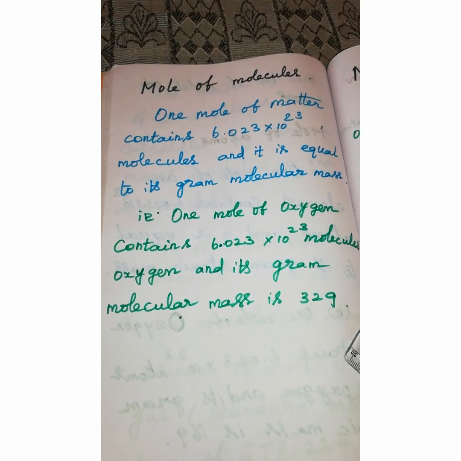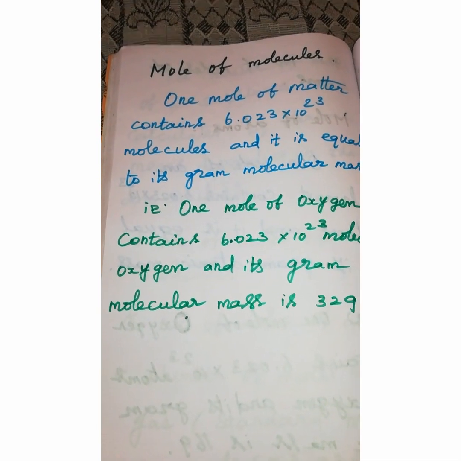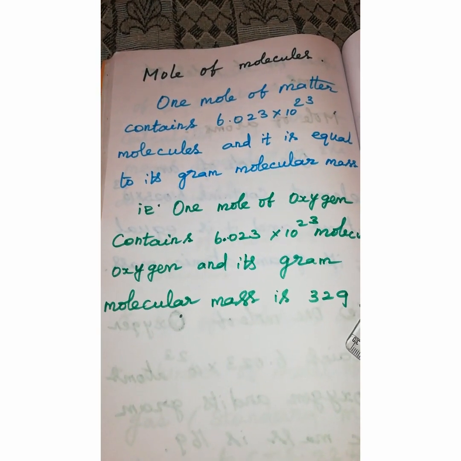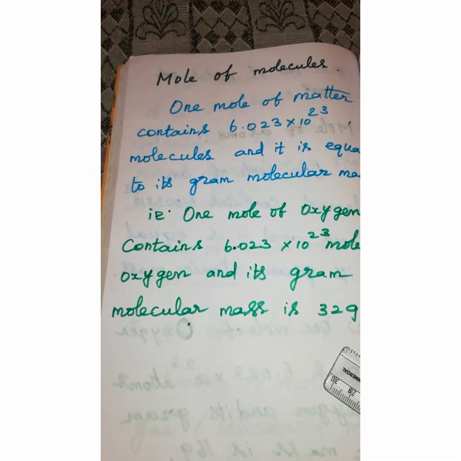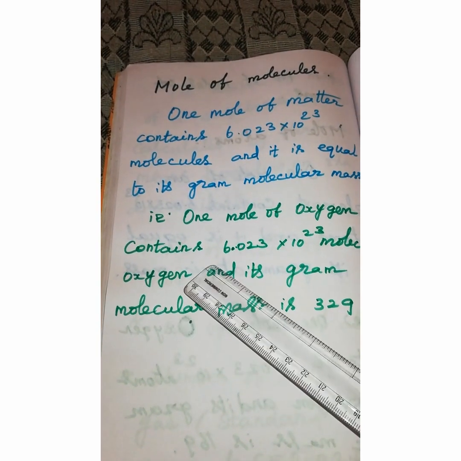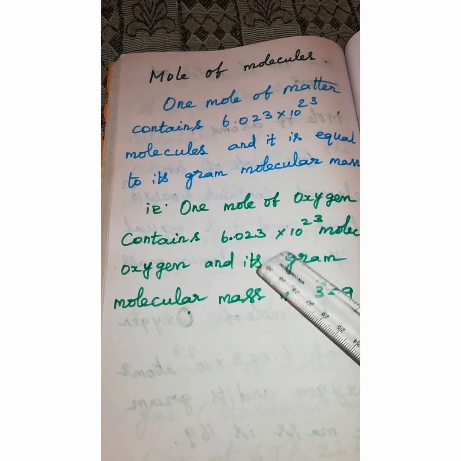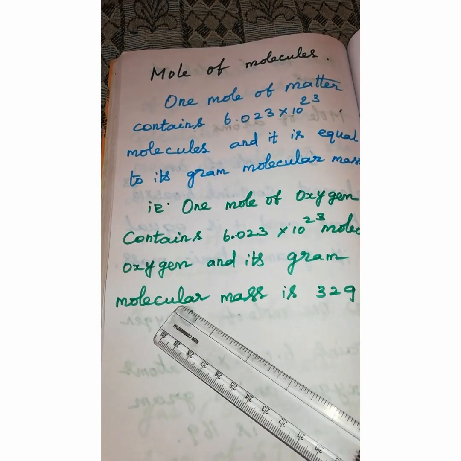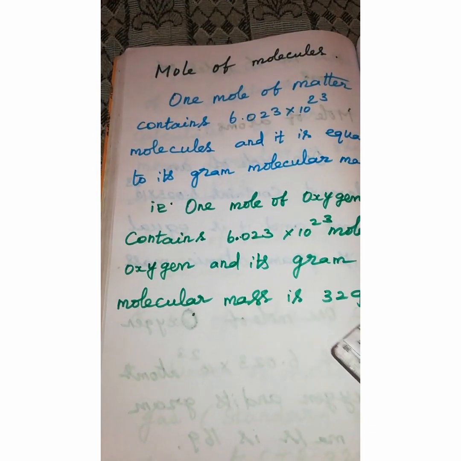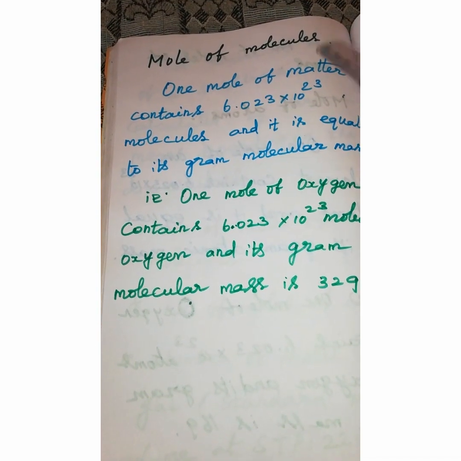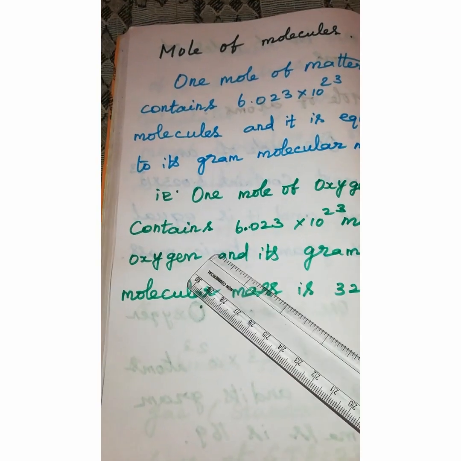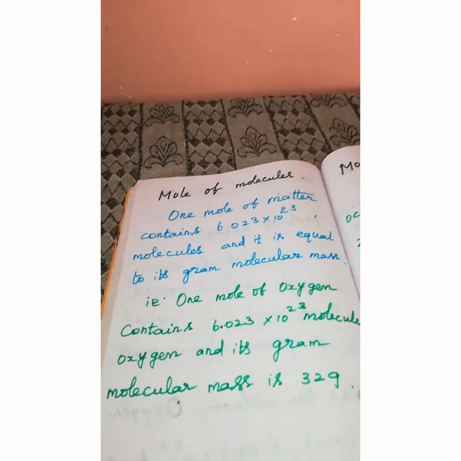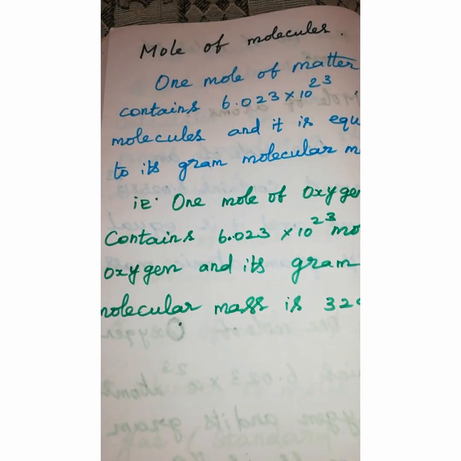The gram molecular mass of oxygen is 32 gram, but the gram atomic mass of oxygen is 16 gram. So 1 mole of oxygen atoms contains 6.023 into 10 power 23 atoms of oxygen and its gram atomic mass is 16 gram, but 1 mole of oxygen molecules contains 6.023 into 10 power 23 molecules, equal to the gram molecular mass of oxygen, 32 gram. Yes, that is mole of molecules.